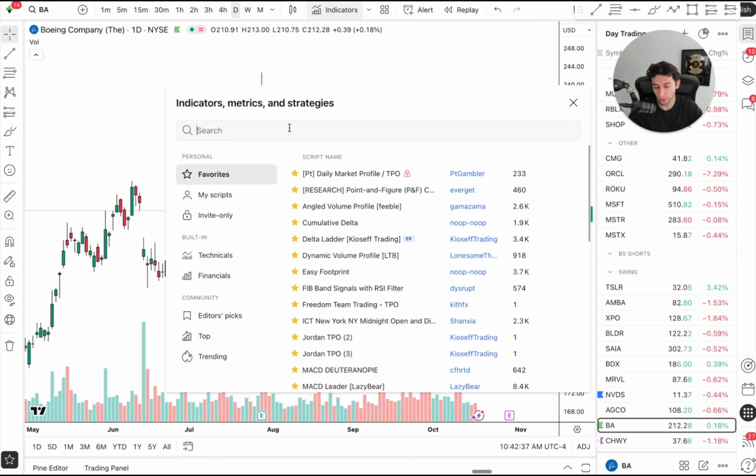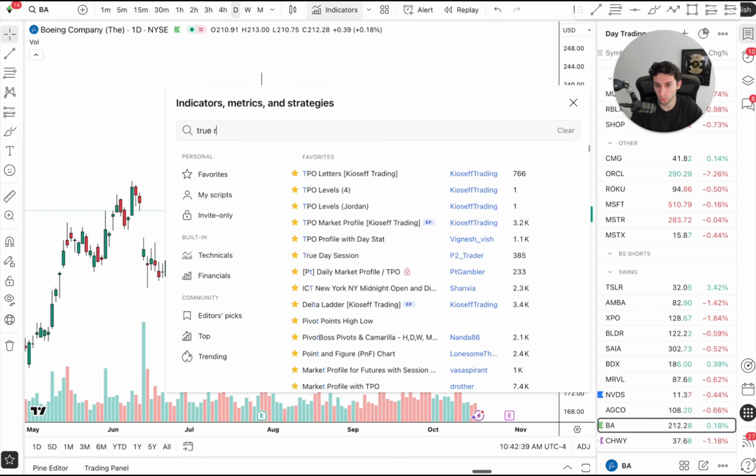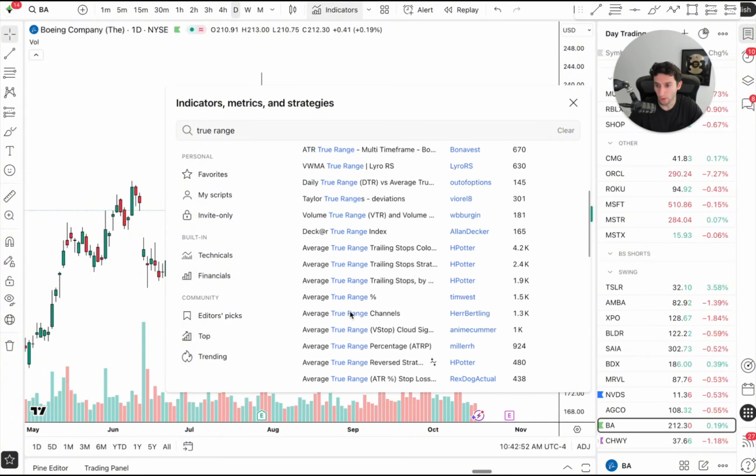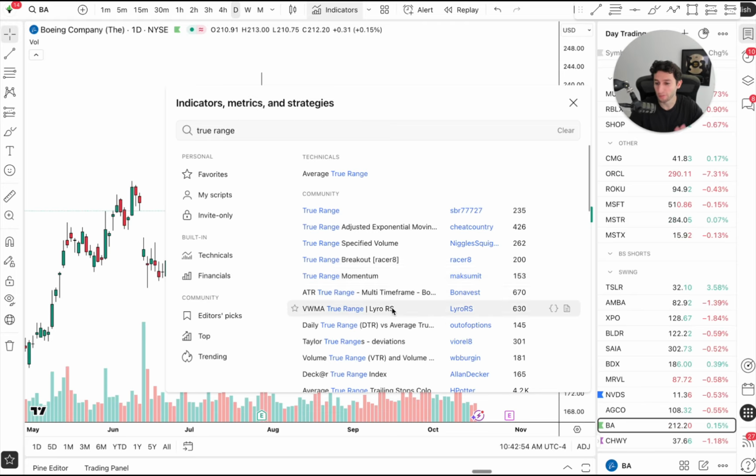And so once you're on, what you want to do is type in true range. Now, typically, there's only going to be one that's actually built inside of TradingView called average true range. That is not the one you want to use, okay? You're going to see right here in the community, there's actually a bunch of these. Now, I don't really know any of these people. I don't know who made any of this.